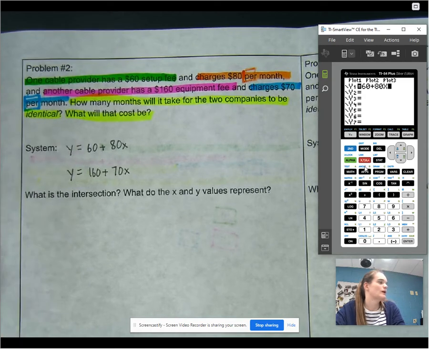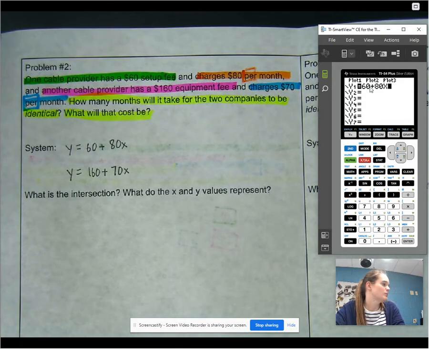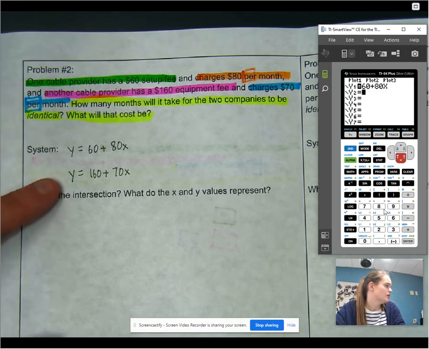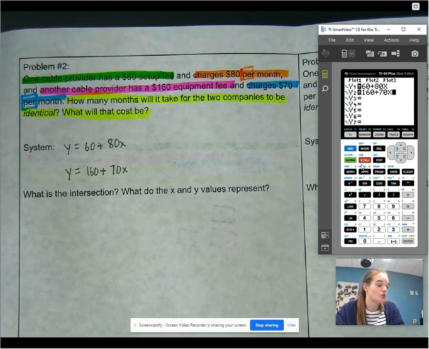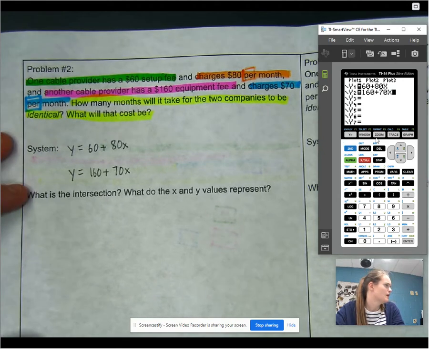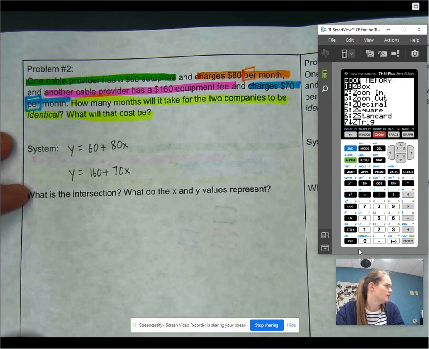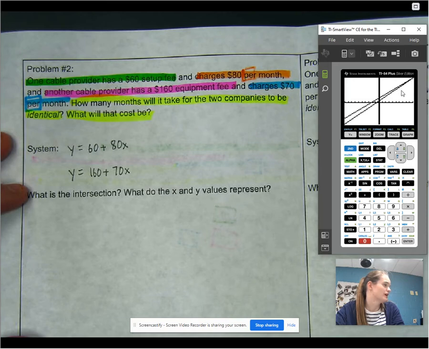This is one of the ones why we want a calculator. You're not going to want to put 60 and then go up 80 over 1. Okay, and then 160 either. So 160 plus 70x. By the way, you can check your answers to all of the graphs you've done before by graphing in this way. All right, then we press zoom, 0. See, it shows me the intersection, which is really hard to read now.